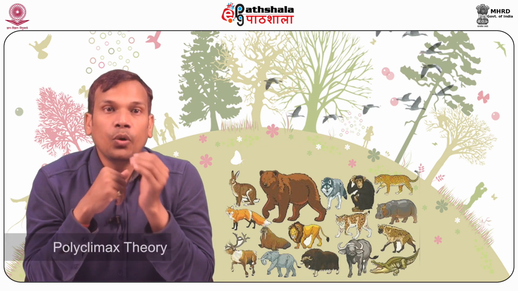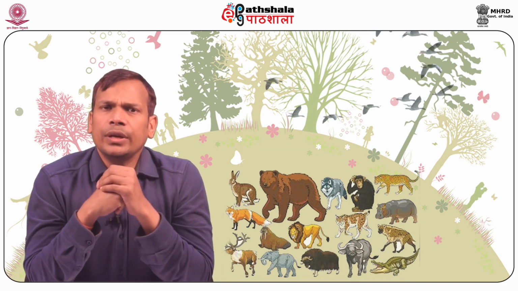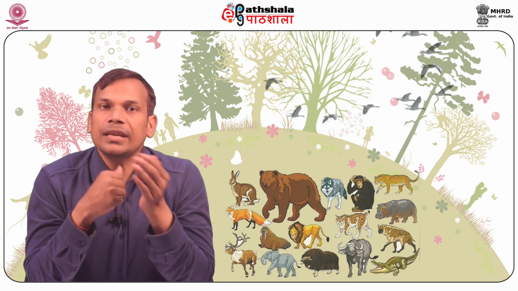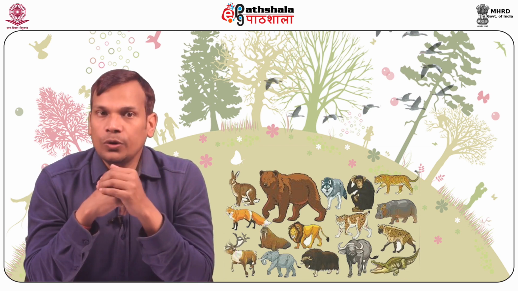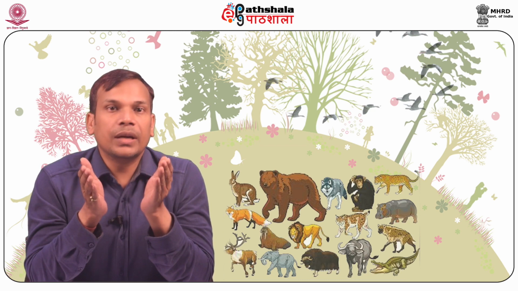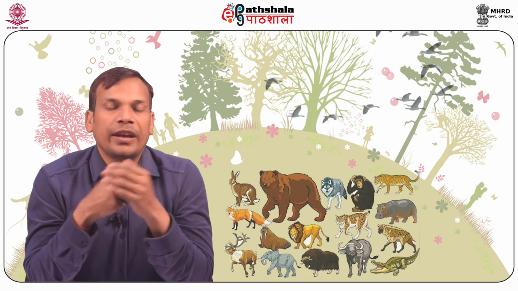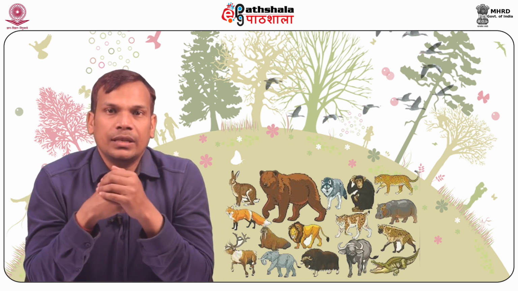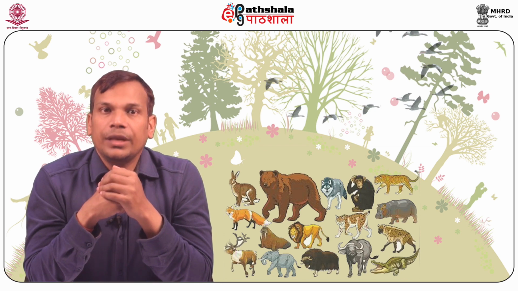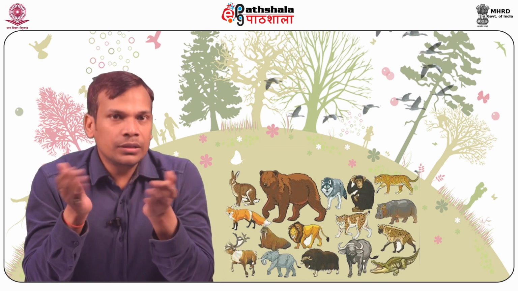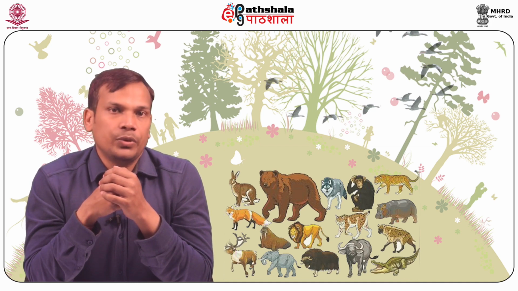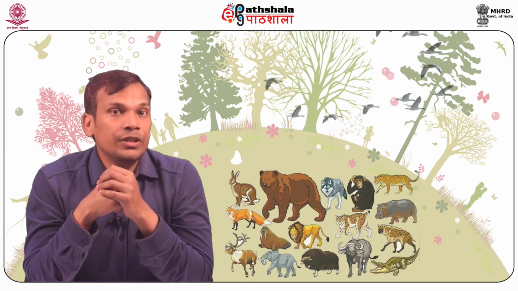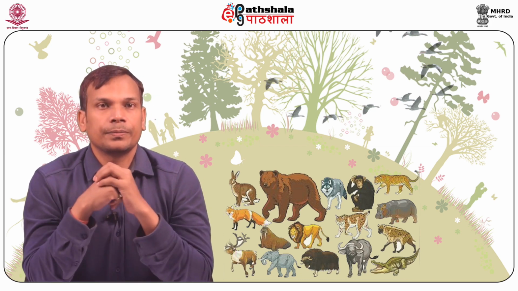Second theory is polyclimax theory. This theory was proposed by Tansley in 1939, which states that climax is controlled not by one factor but it involves many other factors. A number of various climax communities can be predicted in a given area, which are under the control of abiotic components, that is moisture, temperature, soil, and activities of biotic factors.